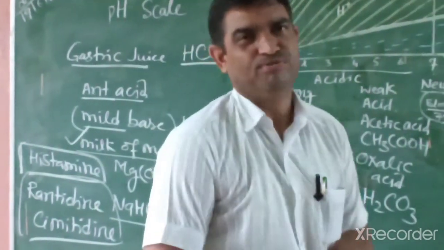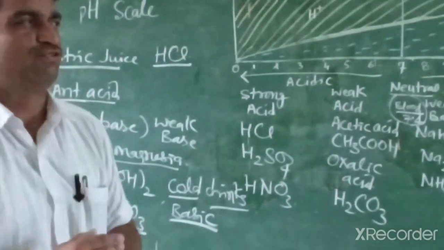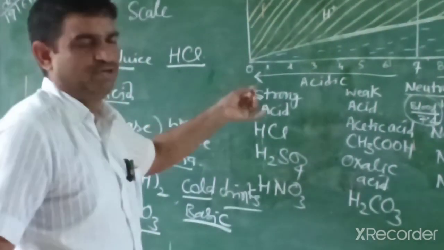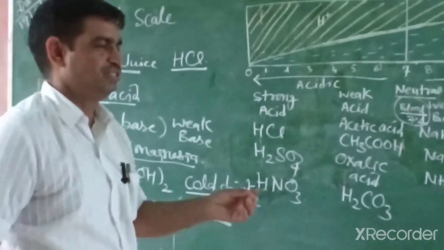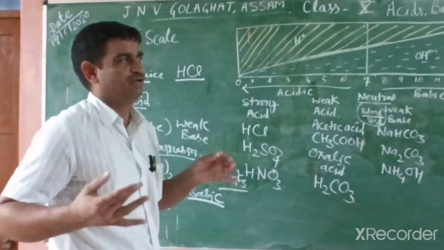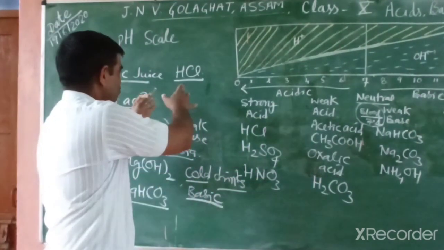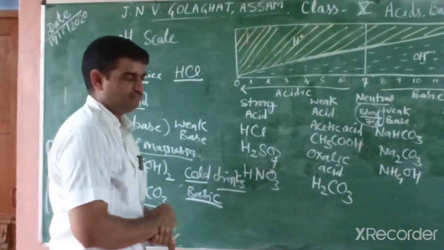But sometimes the question comes why our stomach wall is not destroyed by HCl, because HCl is a corrosive acid. So why does it not destroy our body? Because our body has a mucus layer. So mucus stops the digestion of the stomach wall by the acid.